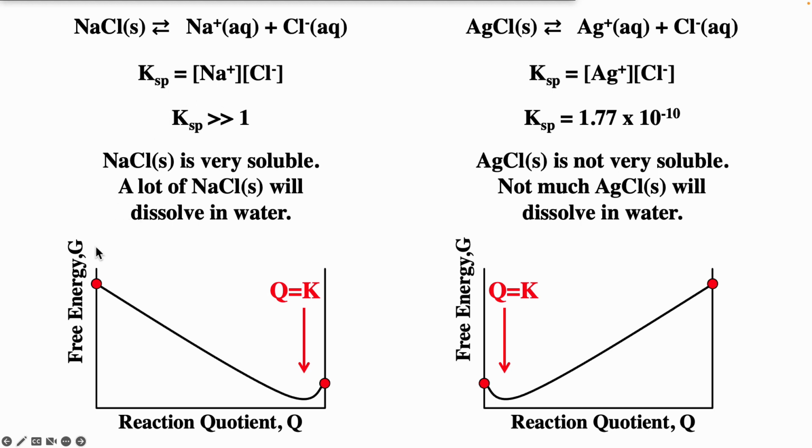If we drew the diagram where we had the free energy versus the reaction quotient, we'd see that it is product favored. Now, silver chloride, a very small fraction actually dissolves. Its Ksp is 1.77 times 10 to the minus 10. If we were to draw this diagram, we'd draw it something like this. Only a little bit would actually dissolve.